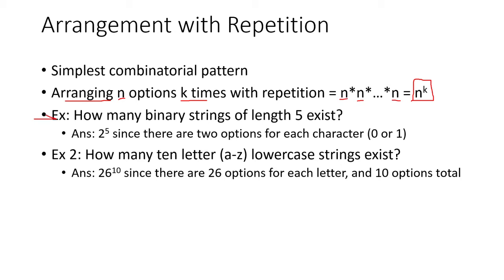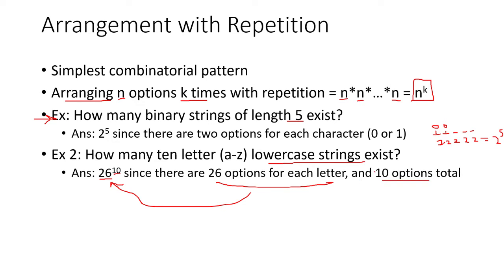Here's a quick example. How many binary strings are there of length 5? Well, there's going to be 2 to the 5 since there are 2 options for each character. We'd either have a 0 or a 1 in each spot. That's 2 times 2 times 2 times 2 times 2, which is 2 to the 5th. Similarly, how many 10-letter lowercase strings exist? Well, that's going to be 26 to the 10, because there are 26 letters for each option, and there are 10 positions total.